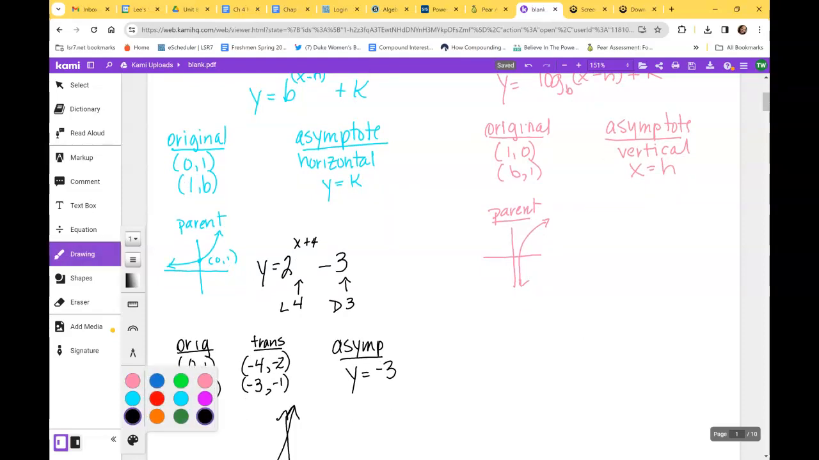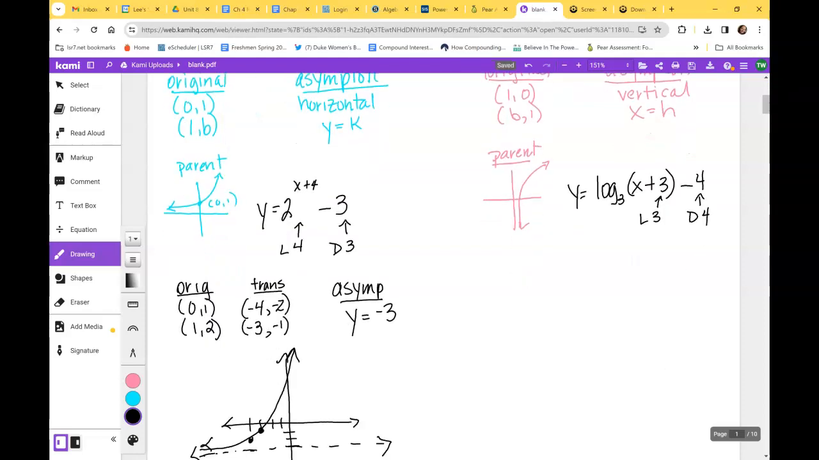So if we use an example of y equals the log base 3 of x plus 3 minus 4, this tells you that I'm going to go left 3, and this one tells you that I'm going down 4. Okay, because remember, x is always lies, so the h always goes the opposite direction.